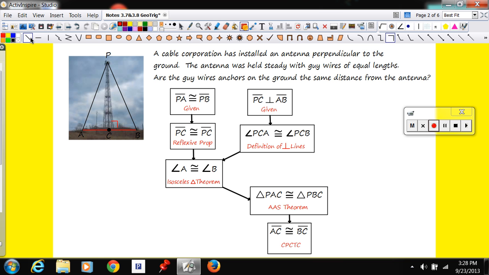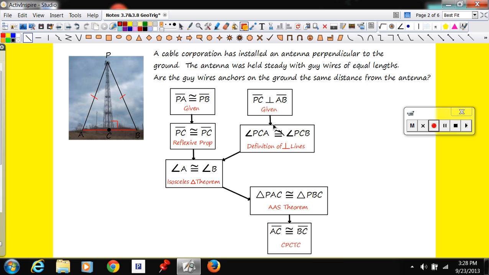So I could automatically put that this guy wire is equal to this guy wire right here. Those are equal lengths. Are the guy wire anchors on the ground the same distance from the antenna? So what they're asking for is AC congruent to BC. They want us to see if those two are equal. So PA and PB are given to us as congruent. This is the guy wires are equal. It's also given to us that the antenna is perpendicular to the ground. So that's also a given statement.